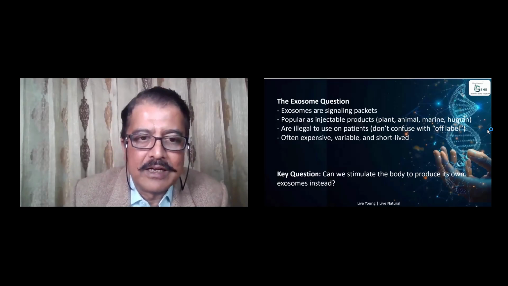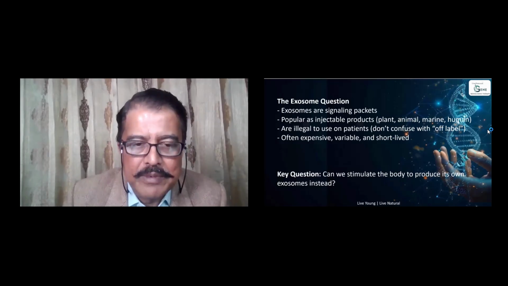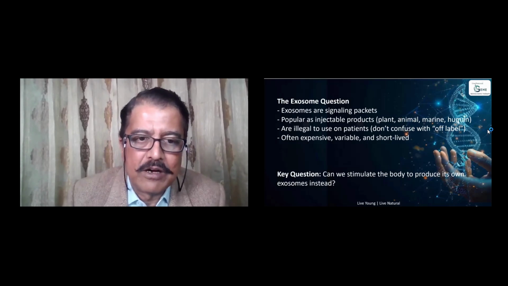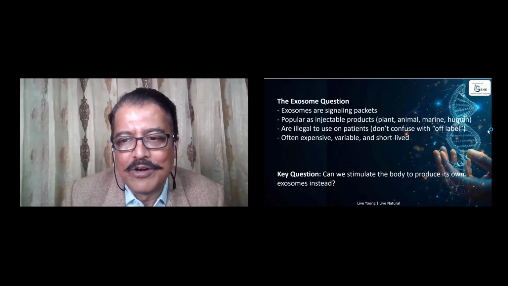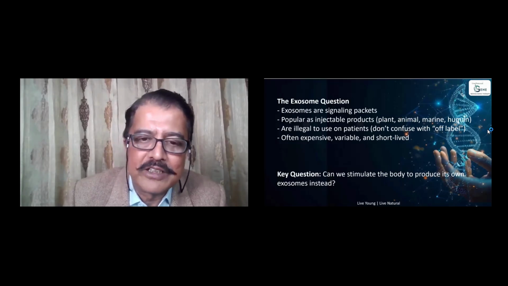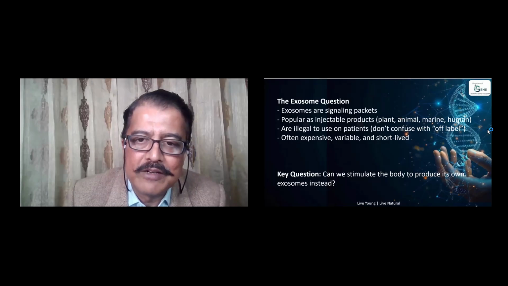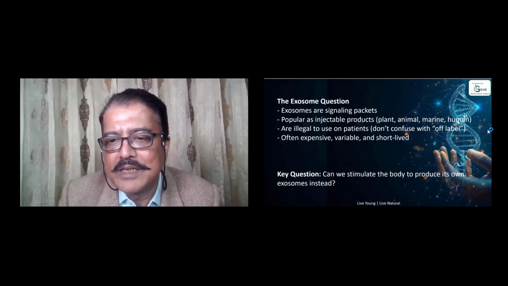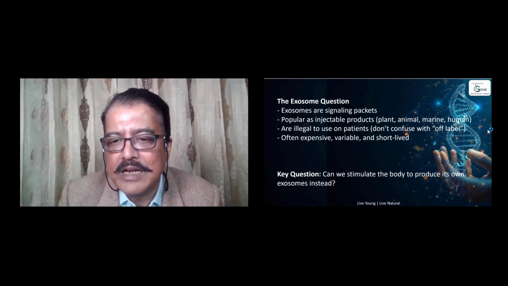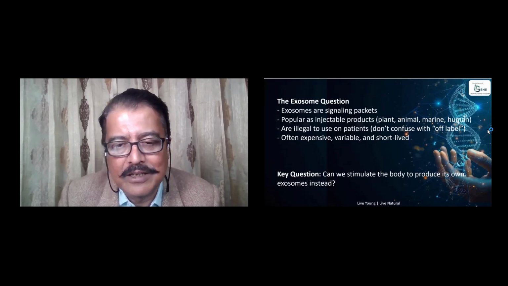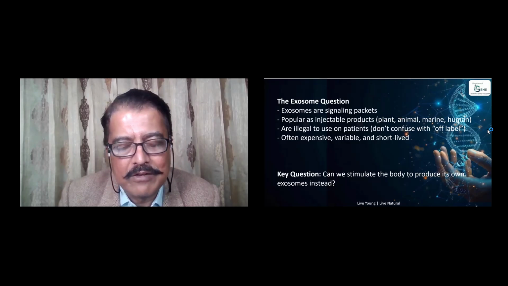Apart from that, of course, they are extremely expensive. 20,000 to 30,000 rupees for just one injection. And what will those exosomes do? They will be used up by the stem cells, by the cells in the area, in the tissue. Of course, you will have to keep on injecting again and again. They are not going to stay there for months, not even a single month. So they are definitely short-lived.